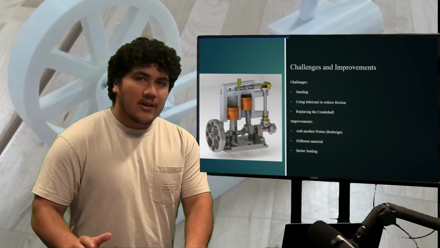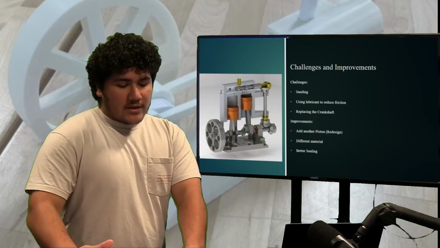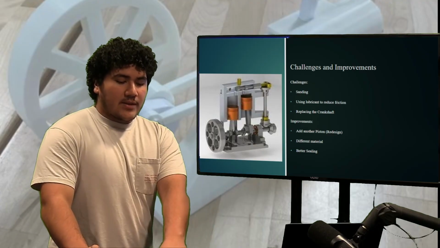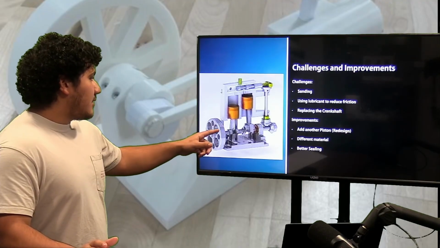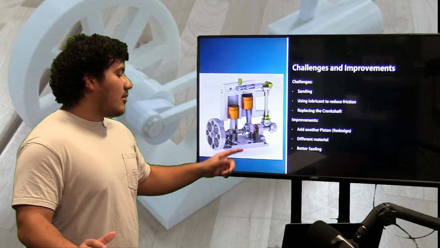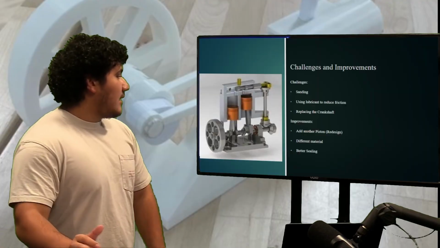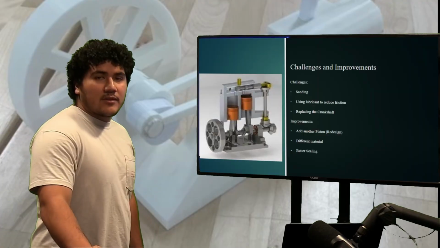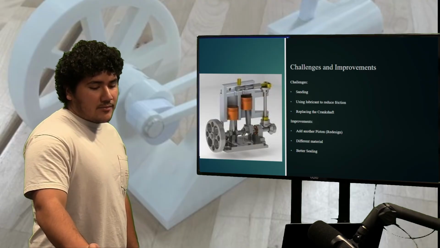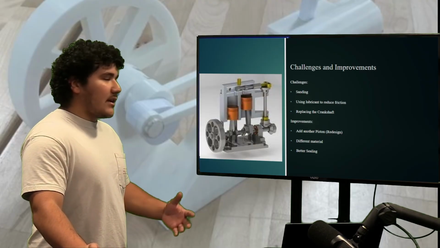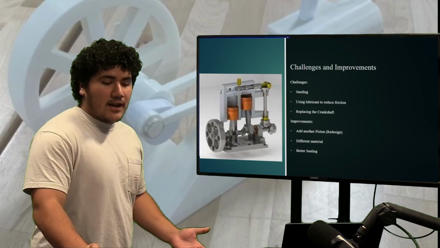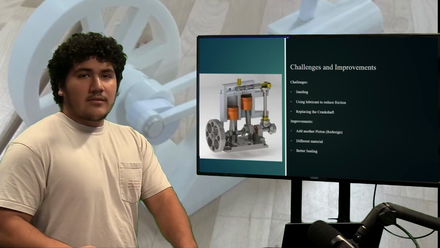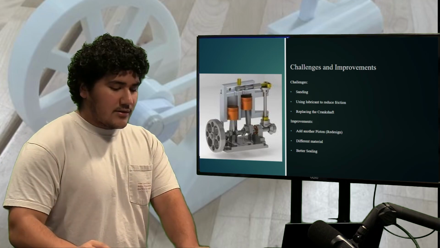On our model, we noticed that we can improve, and one of the ways we could improve it was by adding another piston. As you can see, this one has 2 pistons, and our model only has 1 piston, which having 2 pistons would increase the power output. In order to do this, we would have to redesign the whole process using CAD, SolidWorks, and then going in and 3D printing those parts.